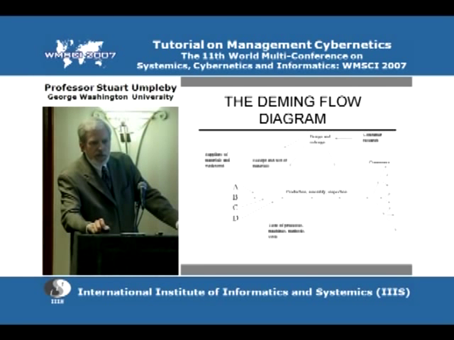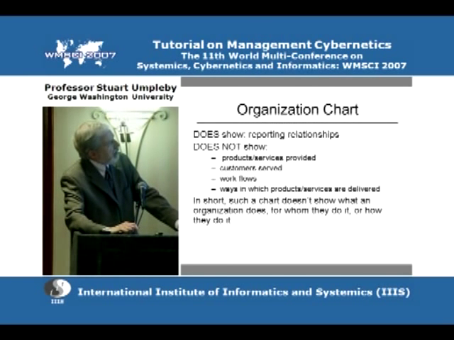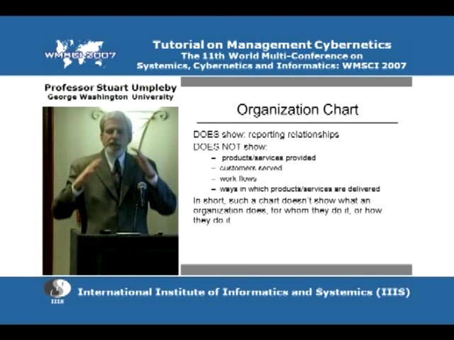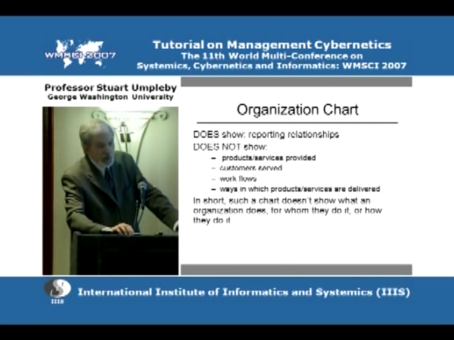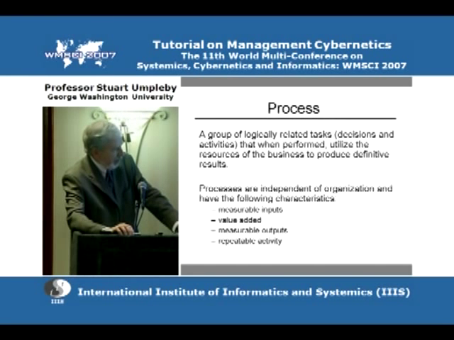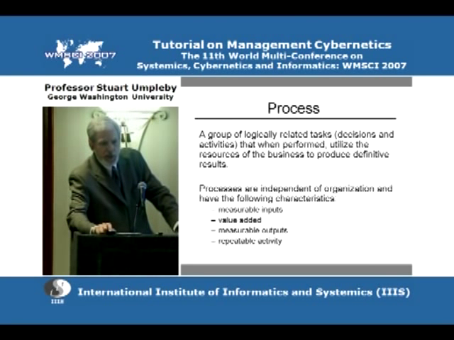This is the concept of a process that I pointed out to you earlier that Deming used when he spoke to the Japanese in 1950. And if you look at this process, the normal organization chart of a hierarchy of divisions and reporting relationships does show reporting relationships. It does not show the products or services provided, the customers served, the workflows, or the ways in which products and services are delivered. In short, such a chart does not show what an organization does, for whom they do it, or how they do it. So that's the criticism that process improvement would make against the standard organization chart.